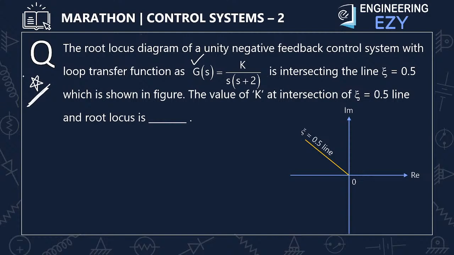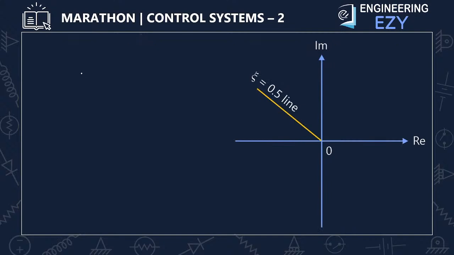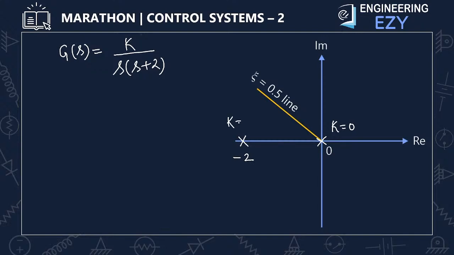So first of all, concentrate on the root locus plot. What is the root locus? G(s)H(s), H(s) is unity and G(s) is given as K upon S into S plus 2. So what are the open loop poles? Open loop poles, at K is equal to 0, one pole is at the origin and one pole is at minus 2. Closed loop poles at K is equal to 0 are at the origin and at minus 2. It is sigma and j omega because it is the S plane. Root locus plot is always drawn on the S plane.